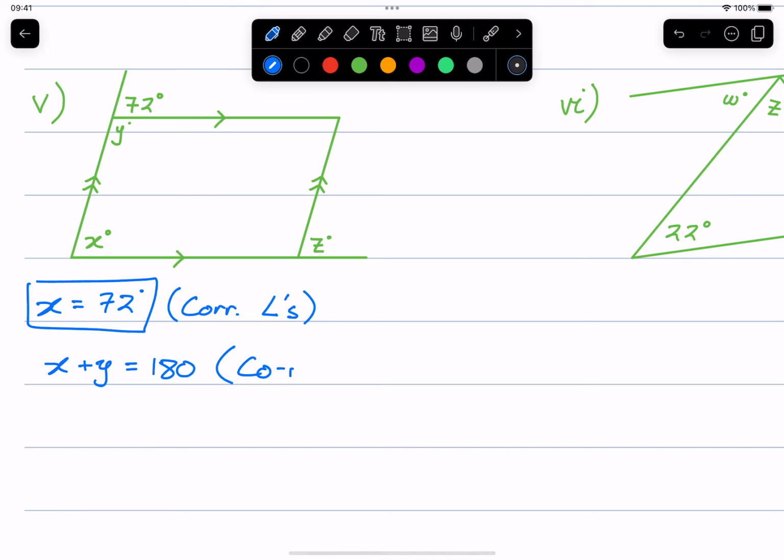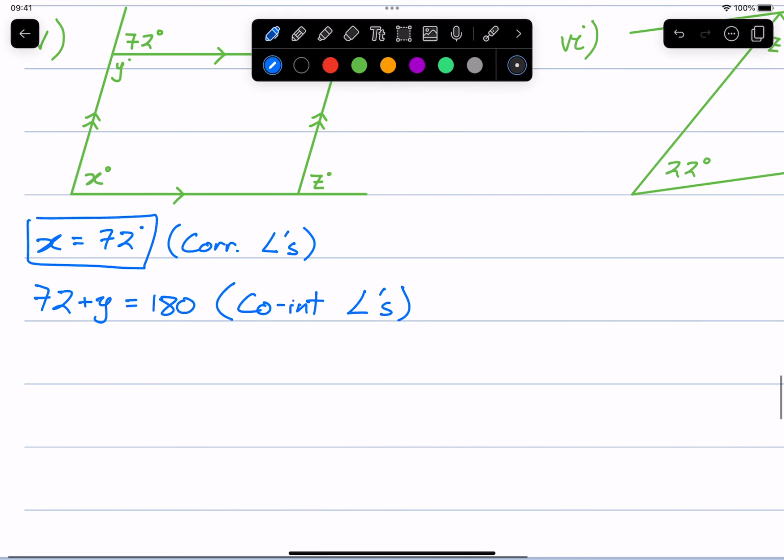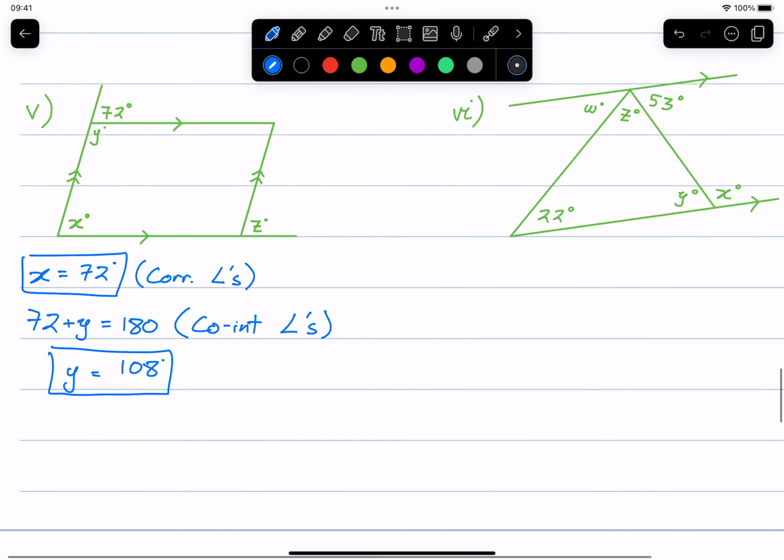So we can say that X plus Y equals 180 degrees. That is co-interior angles. Since we know that X is 72, we could have just replaced that and figure out that Y is going to equal 108 degrees. All right, last one.